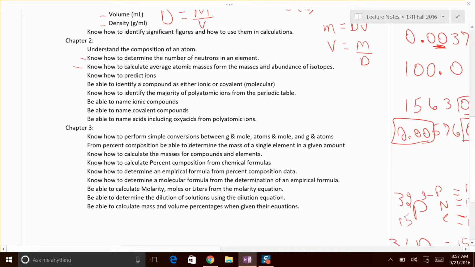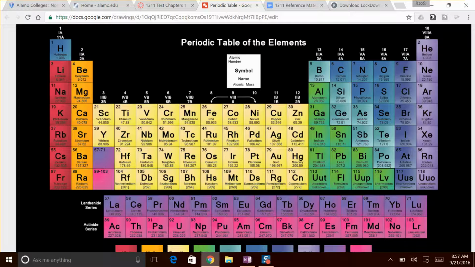Know how to predict ions. So here's my periodic table that we were looking at earlier. How do I predict the ions that form? Well, everything in this first column right here has one valence electron. Therefore, the ion that it forms is what? Plus 1. It loses that electron and it becomes plus 1. Li plus 1, Na plus 1, potassium plus 1, rubidium, cesium, francium, they're all the same. Hydrogen is not a metal, so you don't have to worry about considering it.